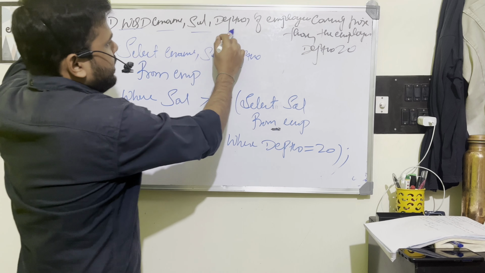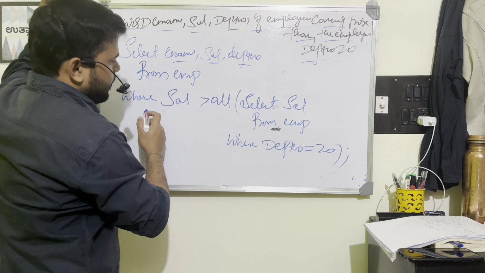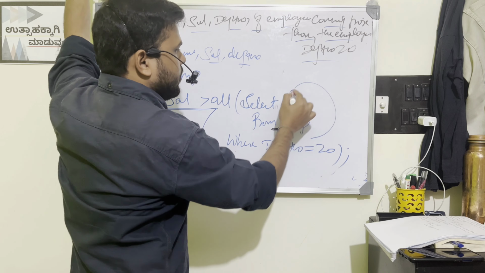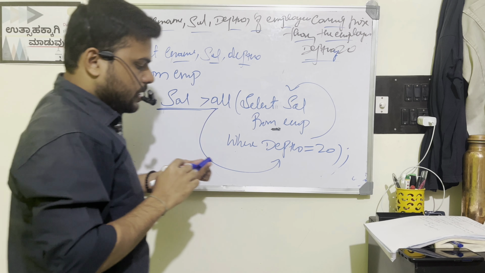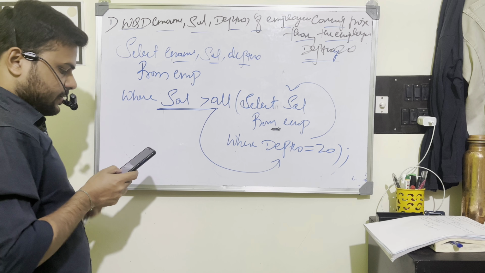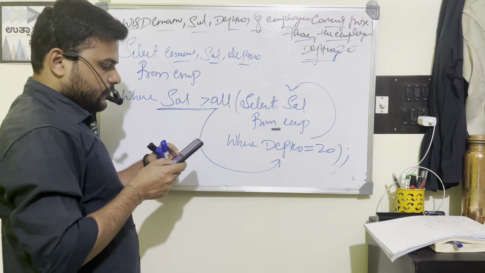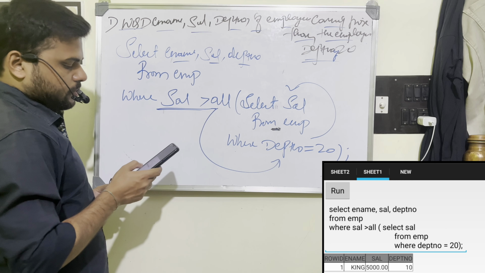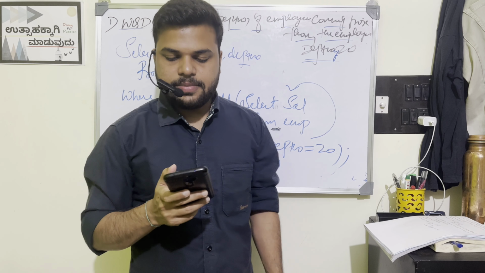Write a query to display employee name, salary, department number of employees earning more than the employees of department number 20. Let me check who all are earning more salary than department number 20. Select ename, sal, department number from EMP where sal greater than all, select sal from EMP where DEPTNO equal to 20. Only one employee earns more salary. The employee name is King. His salary is 5,000 and he belongs to department number 10.